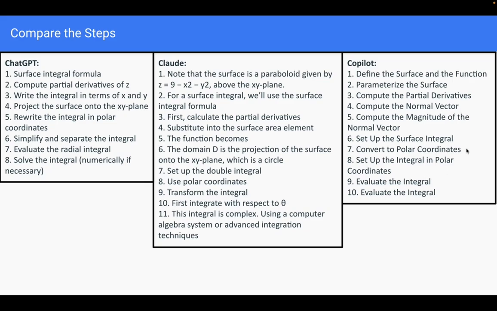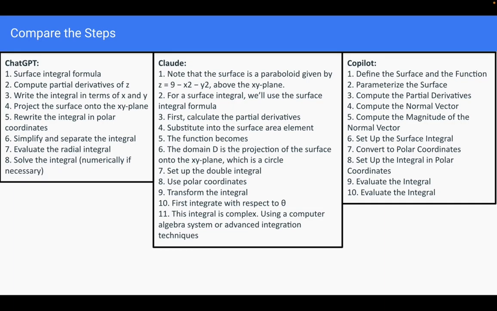And then they all convert to polar coordinates, transform the integral with respect to theta and r instead of x and y, and then use some sort of numerical CAS system to evaluate the integral. So all of this makes sense from comparison. They all follow the same process, they all give the same steps basically, and they all give similar explanations. But we're going to see if this actually makes sense for the problem.